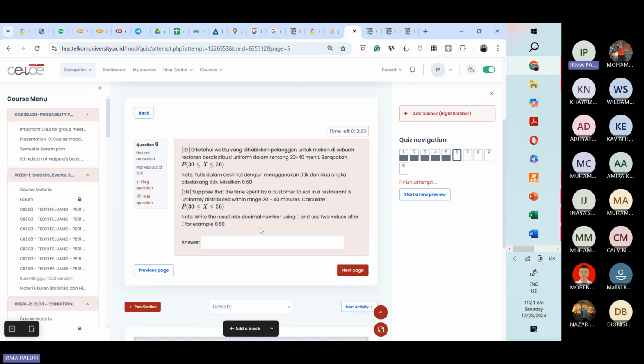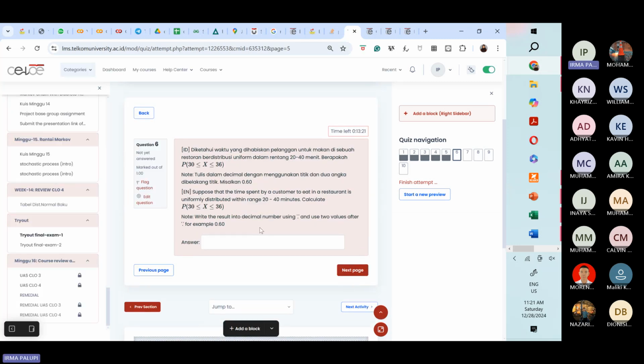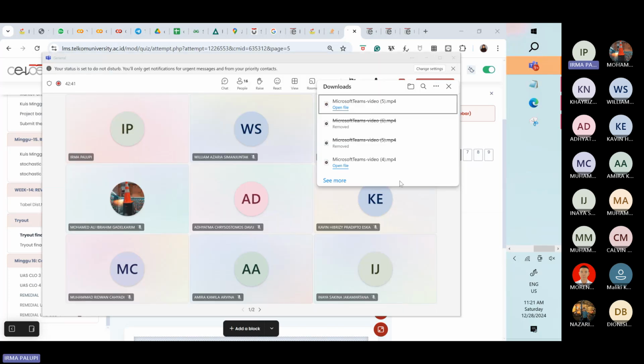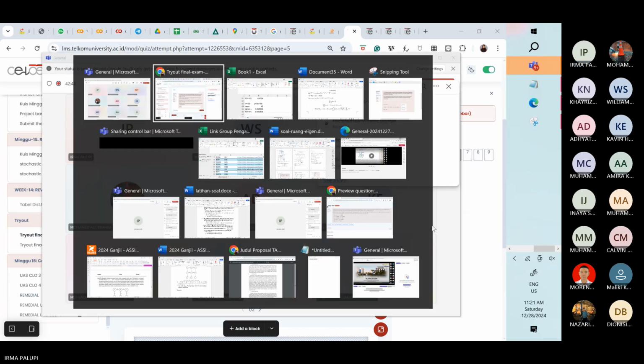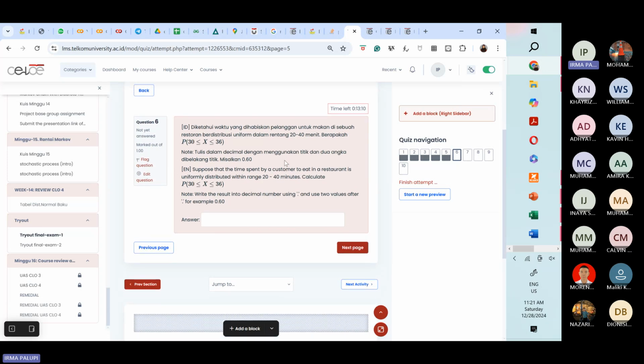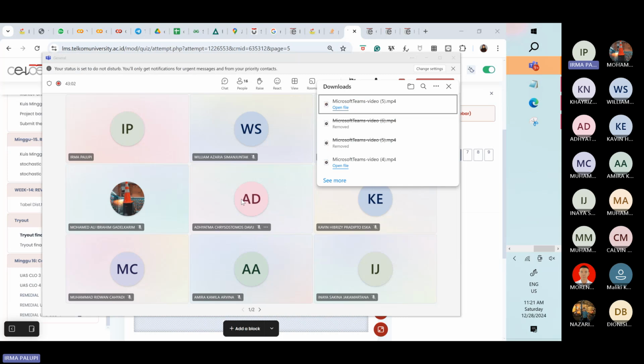Okay. And this one. Okay, next. If you have a question, please don't hesitate to ask immediately. Okay. Suppose that the time spent by a customer to eat in a restaurant is uniformly distributed with this range. Calculate this. Okay. This is inside of this, right? So B minus A is, okay, I'll write it down.